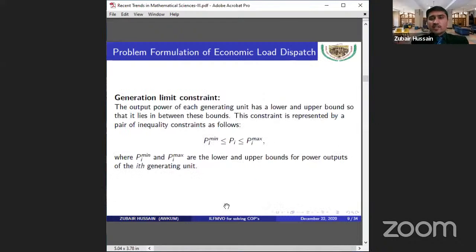The second constraint is the generation limit constraint. The output power of each generating unit has a lower and upper bound, so that it lies in between its lower and upper bounds. The constraint can be represented using this inequality, where P_min is the lower bound and P_max is the upper bound of the ith generating unit.